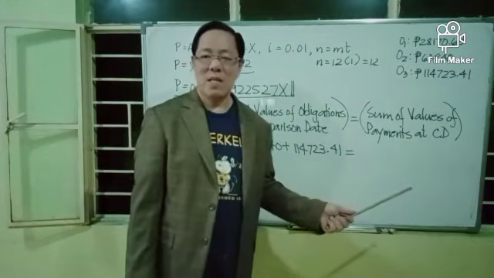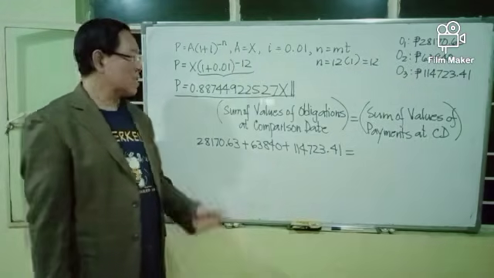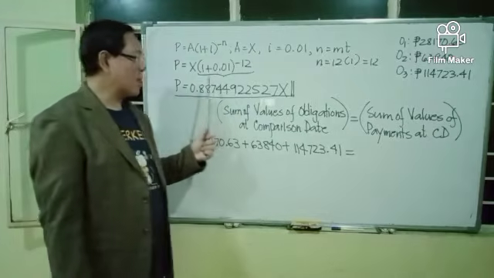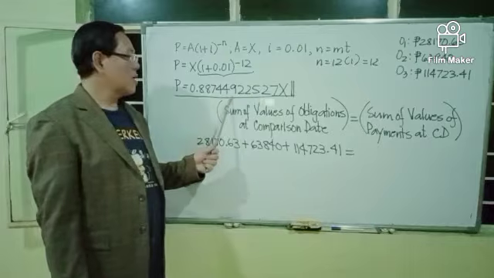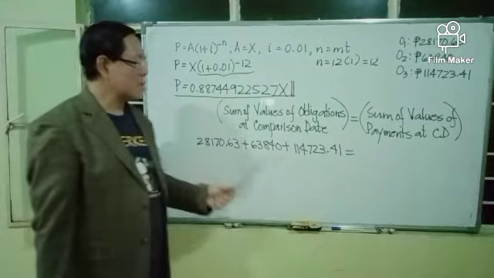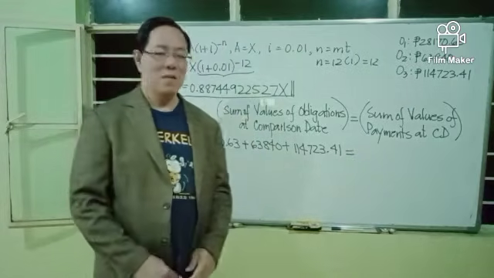And in this particular example, there is only a single payment. There is only one payment to make, which we denote by X. And the value of this single payment at the comparison date is 0.88744922527 multiplied by X. And we write this at the left-hand side of the equation of values.